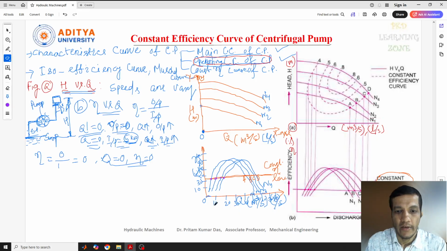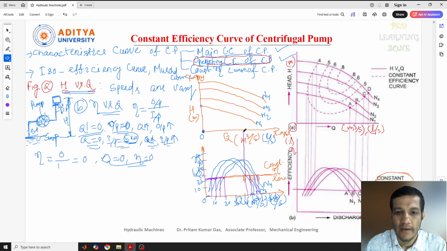So we are going to identify the head for different speeds and efficiency. Now suppose these are the different discharge values: 5 meter cube per second, 10 meter cube per second, 15 meter cube per second, 20 meter cube per second. But in the same efficiency line, the same efficiency is generated at different speeds. So we need to keep that in mind. Similarly here, the same efficiency was generated at a different discharge value, but here the head may differ. That we'll see here.